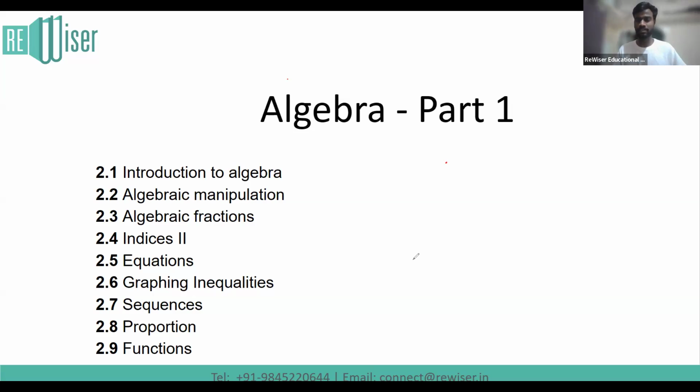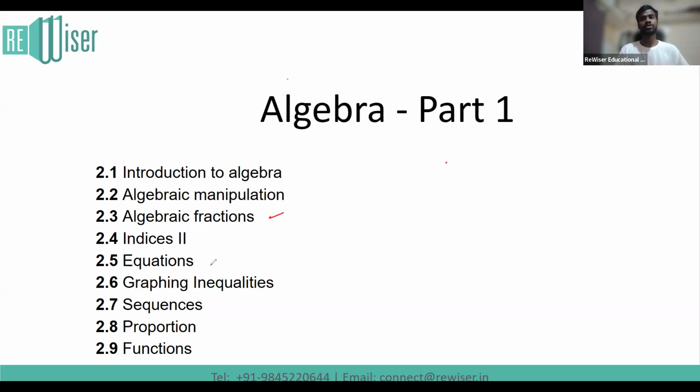In this 2 hours video, we are going to cover all these 9 topics. It starts from the basic things, that's to start up with the introduction to algebra. And then it goes up till algebraic fractions, then indices. When I say equations, it's more or less linear equations mainly, and also the quadratic equations. So we have linear as well as quadratic, and then graphing inequalities.